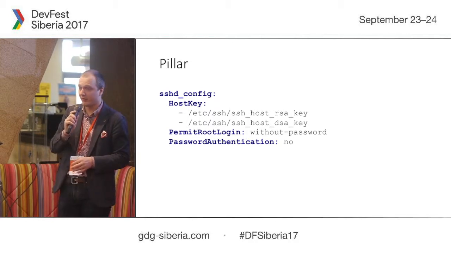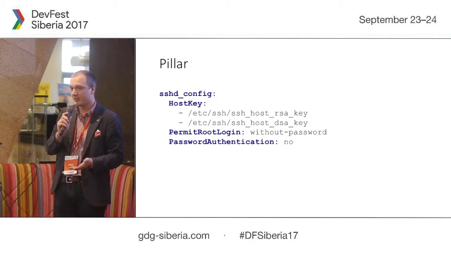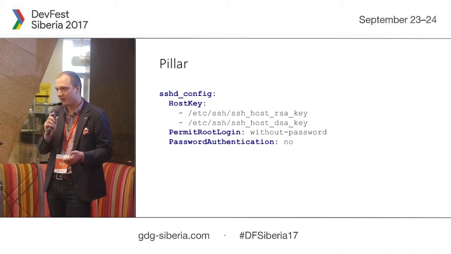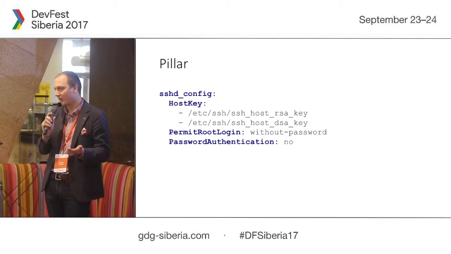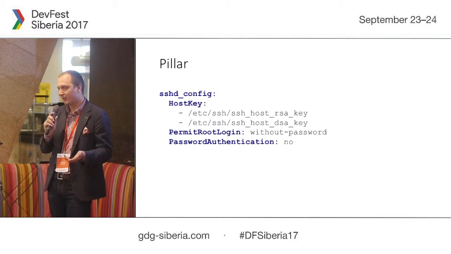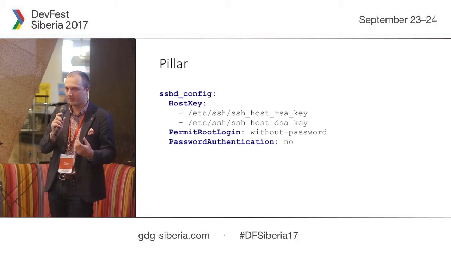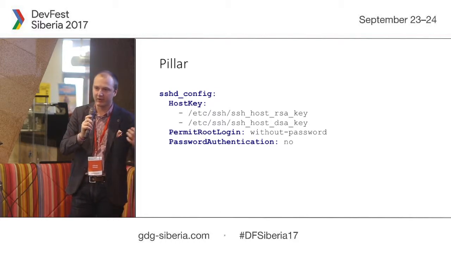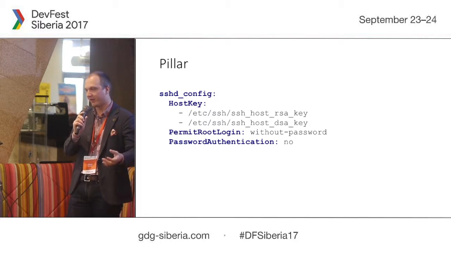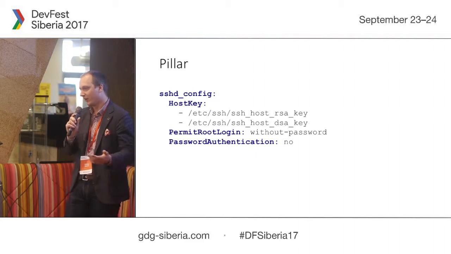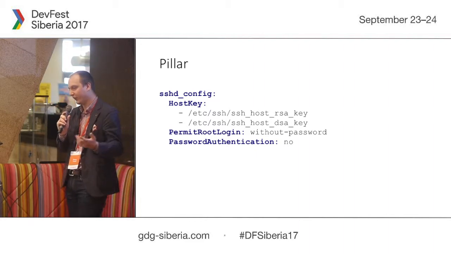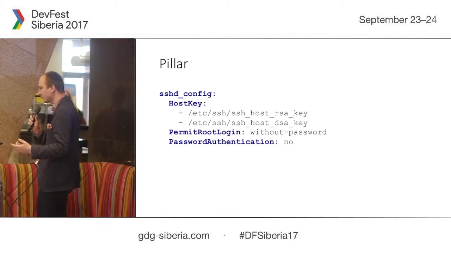Pillar can be not only files, it can be any database. It can be MySQL, it can be even HashiCorp Vault, if you know what it is. It can be a Git repository. For example, you can take your secrets into another separate Git repository, restrict access to it, and then Salt will get this repository for pillar data.